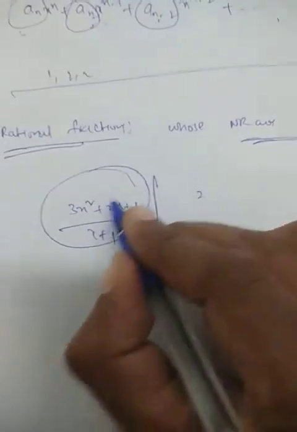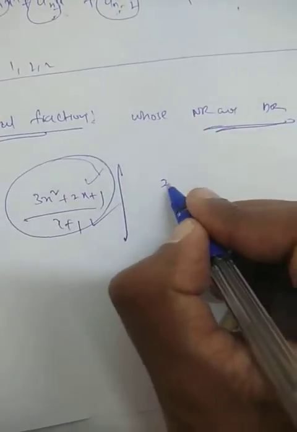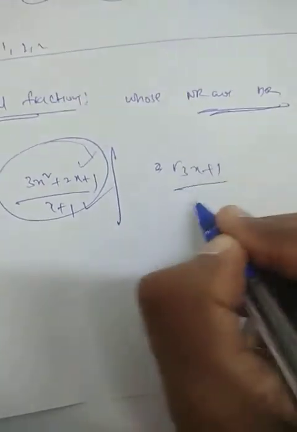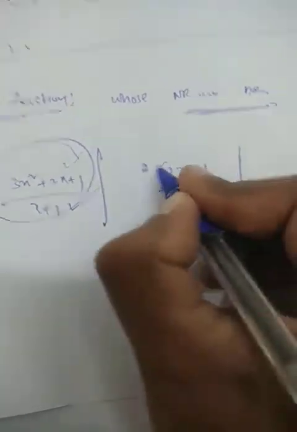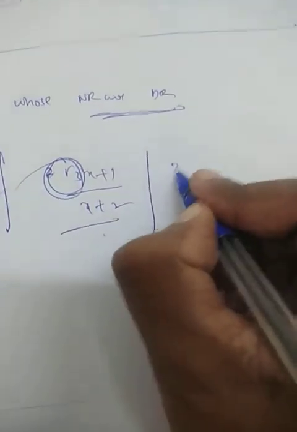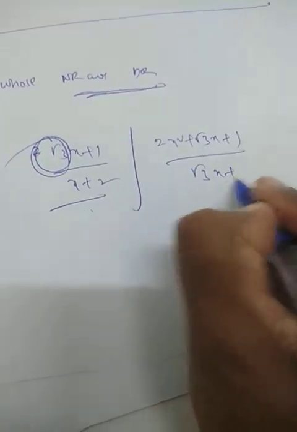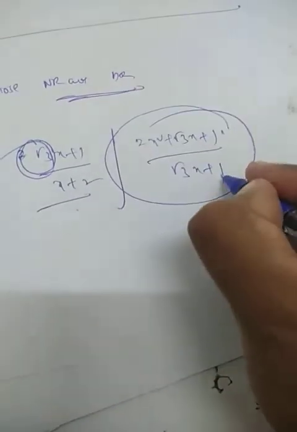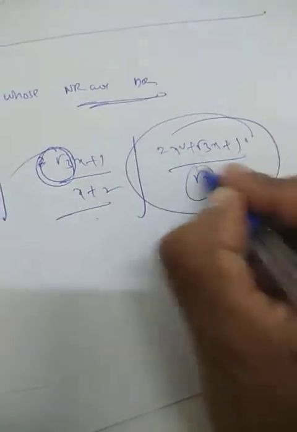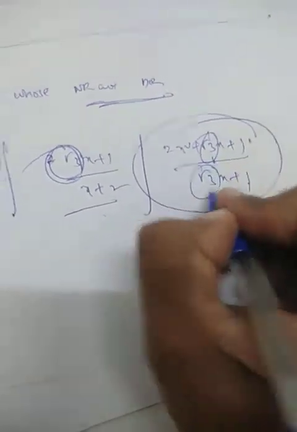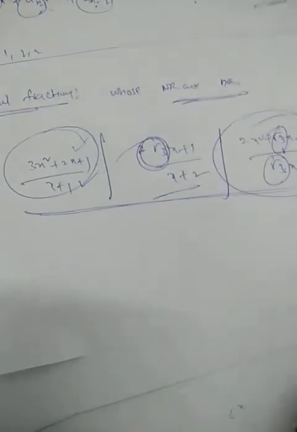See, this is a rational fraction, since the numerator is a polynomial and the denominator is a polynomial. Root 3x plus 1 by x plus 2 is also a rational fraction. Don't think that root 3 is there, it is a coefficient here. 2x square plus root 3x plus 1 by root 3x plus 1 is also of numerator by denominator form. Root 3 is a constant, a coefficient. Obviously these are all called rational fractions.